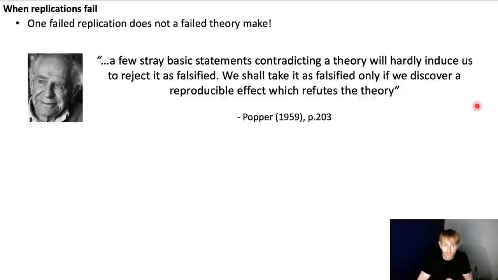And Popper knew this. Popper said, "A few stray basic statements contradicting a theory will hardly induce us to reject it as falsified. We shall take it as falsified only if we discover a reproducible effect which refutes the theory." So Popper knew that just because a study doesn't replicate once or twice doesn't mean that the theory is completely falsified. It's an accumulation of evidence that has to be reviewed in order to determine, does this effect seem replicable overall?